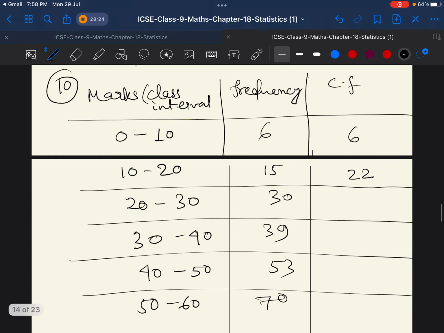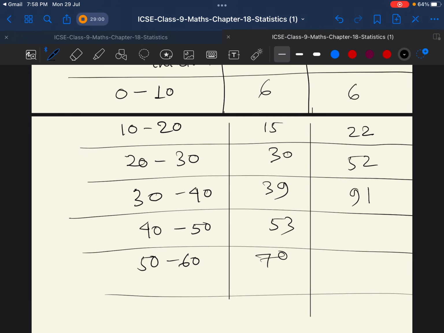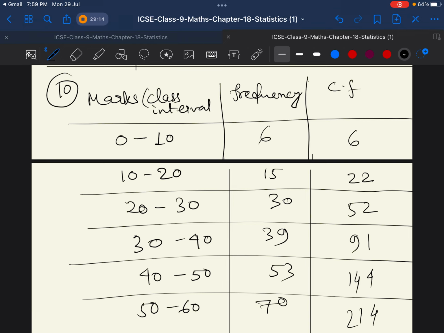Frequency table from the following. 6 plus 15 will be 21, and 21 plus 30 will be 51, 51 plus 39 will be 90, and 90 plus 53 will be 143. 143 plus 70 will be 213.